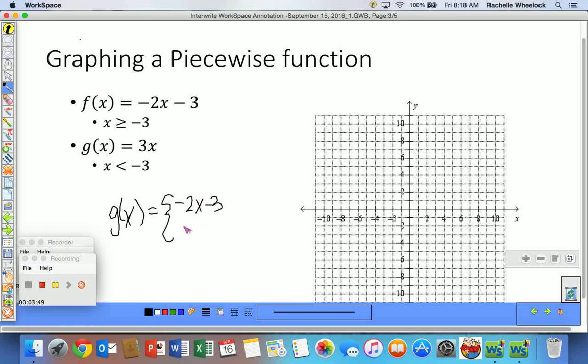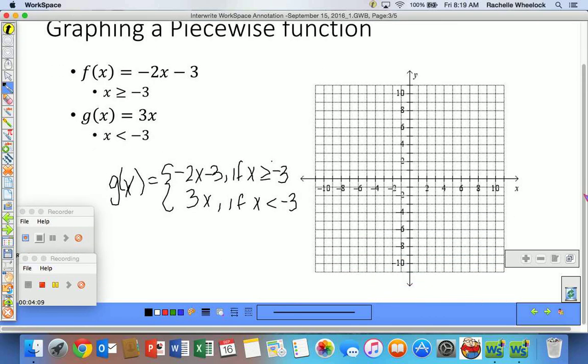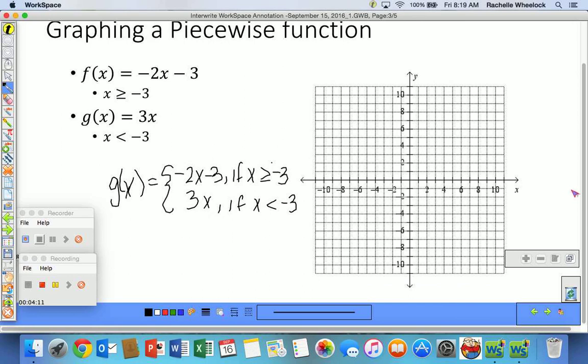Now again, take a second, pause the video, and try to graph it on your own before you see me do it. So our first function, I'm going to do this part in blue, negative 2x minus 3. So I start at my y-intercept of negative 3. And my slope is negative 2, so I'm going to go down 2 over 1. Now I'll draw my line.